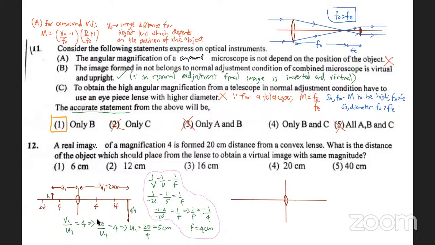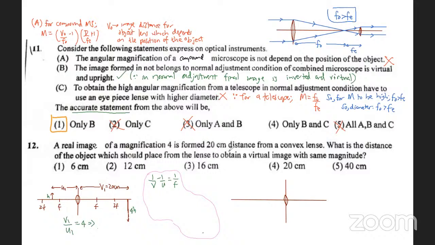So I have to change some numbers here. Right, I will erase all these things. Very well tried. I'm going to give you another sticker. Excellent, perfect sticker over here. Okay. So let's get rid of this. I'm going to make a real image of magnification 4 is formed.